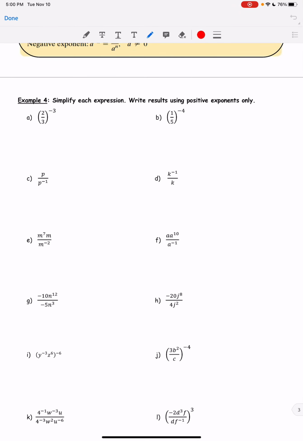So simplify each expression, write the results using positive exponents only. I'm going to show you 2 ways to solve a problem like this. I'll show you one way on this one and one way on this one since they're very similar.